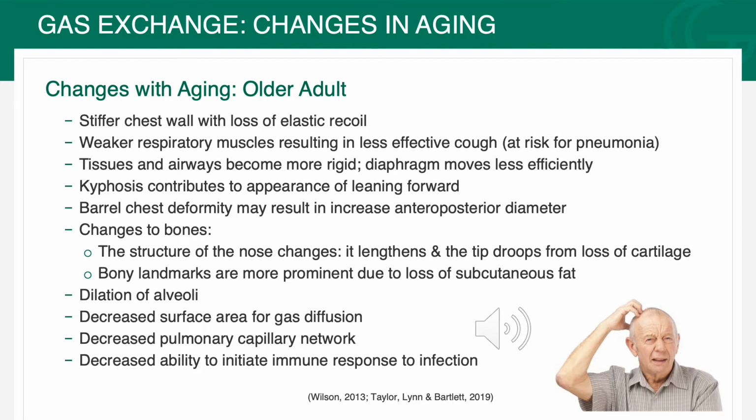And just their general ability to initiate that immune response to infection, like we talked about in the infection lecture, will put them at more risk for pneumonia. Couple that with the weaker respiratory muscles and not being able to cough as effectively. So these are some changes that show how age impacts the gas exchange in an older adult.